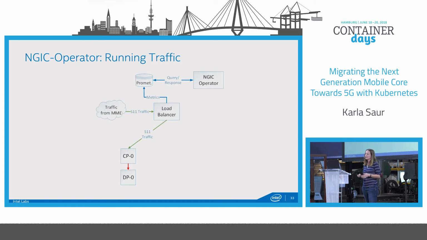When it comes to actually running the traffic in the cloud, the traffic is coming in from the MME, and this hits the load balancer. Since we only have one instance right now of CP and DP, it's going to go to that instance.